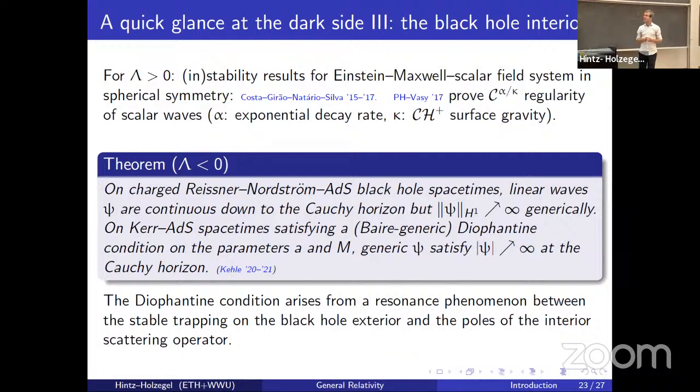The more interesting case is when lambda is negative, in the anti-de Sitter setting. This was treated in a variety of works by Gustav Kehle. He showed in the spherically symmetric Reissner-Nordström anti-de Sitter setting that linear waves are indeed still continuous up to the Cauchy horizon, but their energy blows up. On Kerr anti-de Sitter spacetimes, there is a rather dramatic novel phenomenon, namely for black hole parameters a and M that satisfy a certain Diophantine condition arising from a resonance condition between the quasimodes in the exterior and the poles of a scattering operator in the interior.